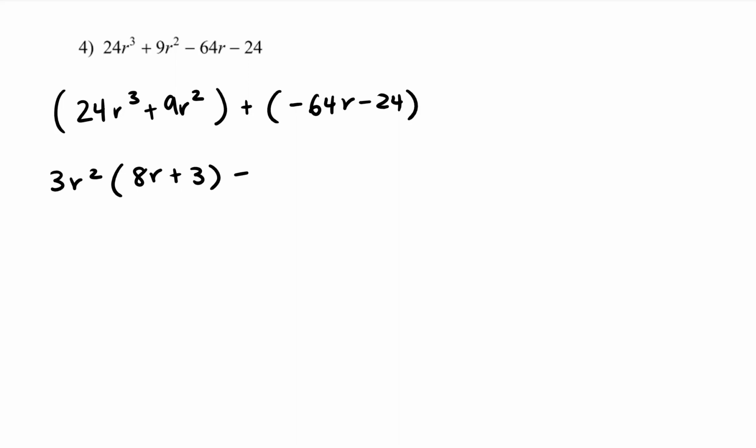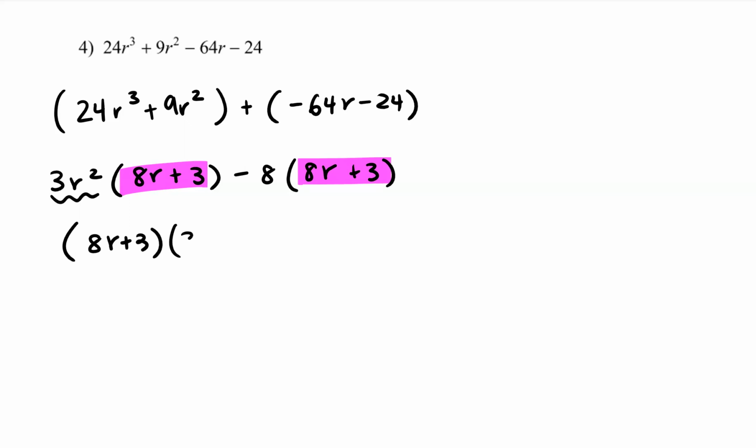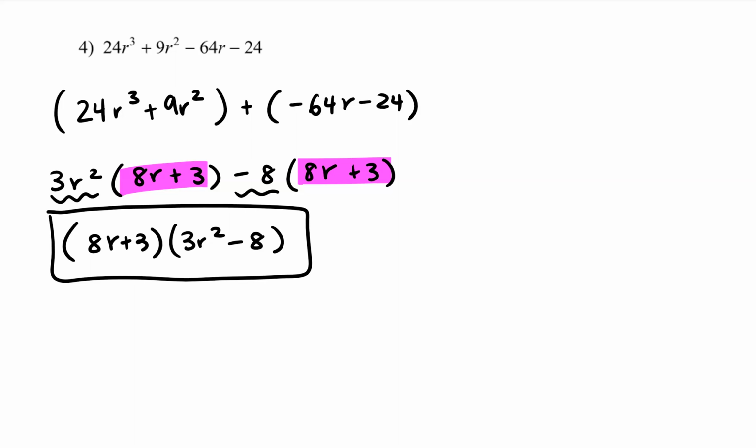And then from the second set, I can factor out a minus 8, and that would give me 8r plus 3 left over. Notice that these are the same, so I can factor out the 8r plus 3, and what's going to be left over is 3r squared minus 8. And that is how you factor that expression by grouping.